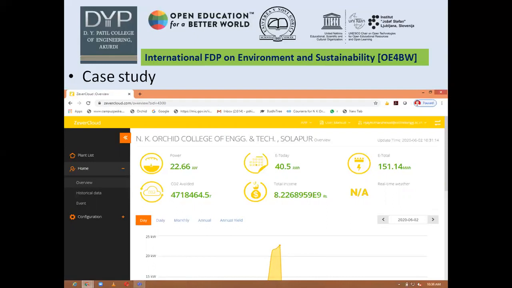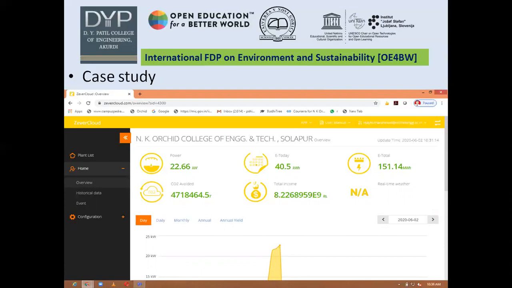So, it is a fresh report. It is a report of 2nd June 2020. You can see the date is mentioned. And in the morning, I have taken this report. And today, by that time, we had generated 40.5 kilowatt electricity. And till now, since the commissioning, which happened somewhere around 2016, since then, we have been able to generate 151.14 megawatt of electricity by using solar panels.